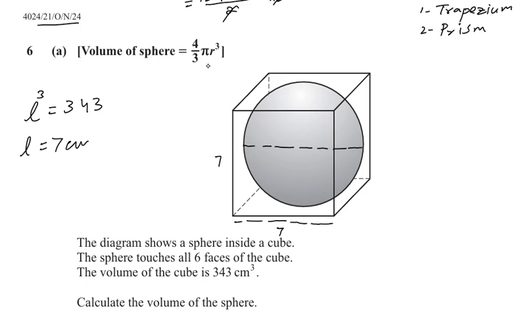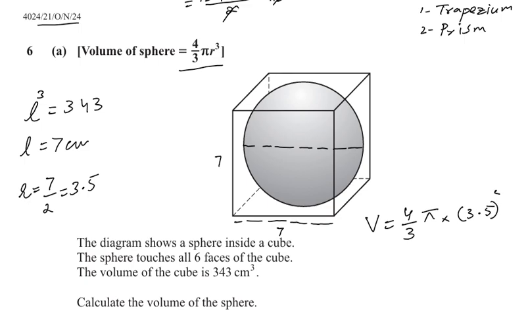So, volume of the sphere, the formula is given: 4 over 3 pi r cube. It means if the diameter is 7, then the radius will be half of this diameter, which is 3.5. So, using these values, we get volume of a sphere equal to 4 over 3, and pi, I will be inserting just pi in the calculator directly, and r cube means 3.5 cube.